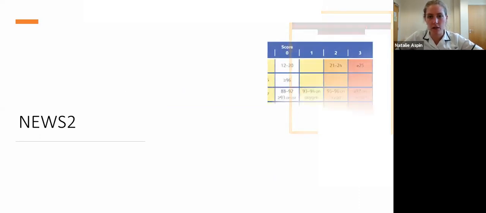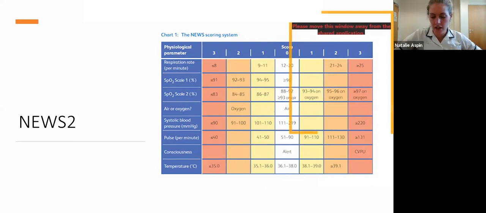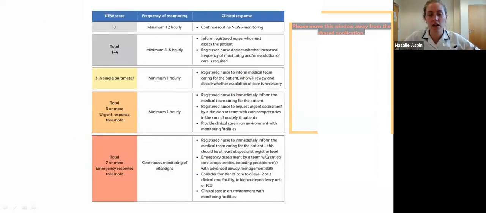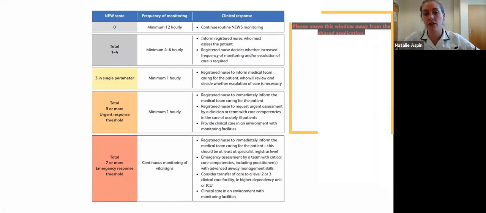So what's the NEWS? We all know what the NEWS is, so we'll quickly skim over this. We've seen this many times in various formats. Obviously we're all digital now, so we've got the nice color coding. Everyone's familiar with that, so we don't need to go through it. The important thing about NEWS 2 is that it now includes a different scale of scoring for SATs for your COPD patients. The next slide is about how often observations should be done and the NEWS recorded. If you want to look at this as well, go on the intranet and type in critical care outreach or NEWS. There's a whole section on NEWS with guidelines and all sorts of things, if you're interested.